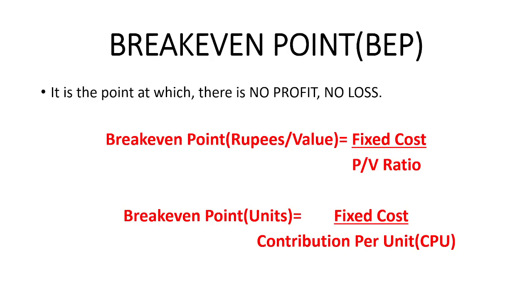Now, if you want to calculate the same thing in units, you want to express it in units, for example, after selling 500 units, I have a break-even point. So how to calculate it? Fixed cost upon contribution per unit. Fixed cost will be given to you in the question. Contribution per unit means sales minus variable cost gives you contribution, so per unit contribution would be considered over here. That is CPU. You get the break-even point in units. So you can express break-even either in rupees or in units.